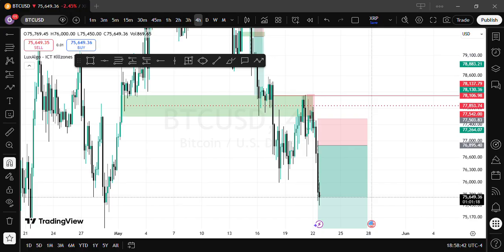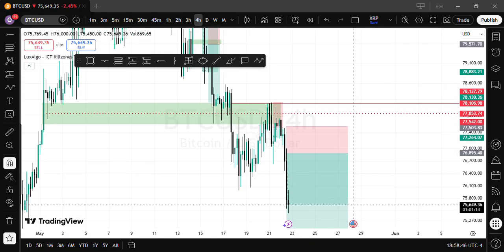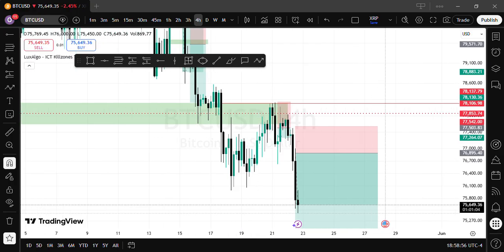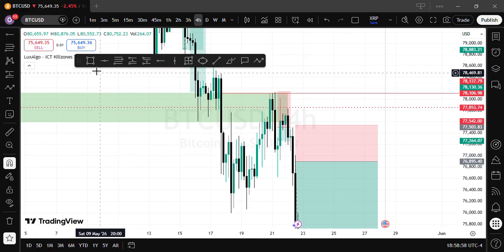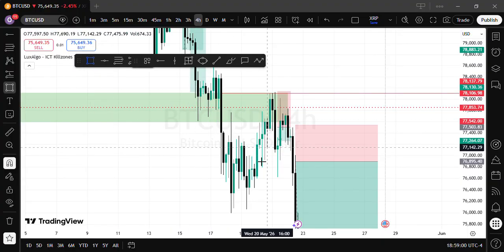Now, what made me enter this trade again was this. We see price reacting at that fair value gap and all that. We see this push, then we see price. Now, this is the fair value gap. Let me highlight it for you.